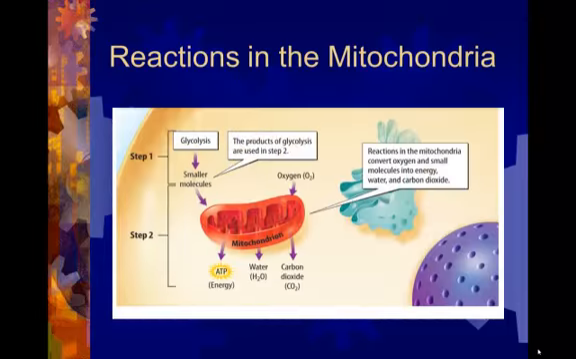So look at the stages here. Step 1, which takes place outside of the mitochondria, in the cytoplasm, is glycolysis. And the Krebs cycle and so forth, that's inside, and that's where most of the energy is going to be made.